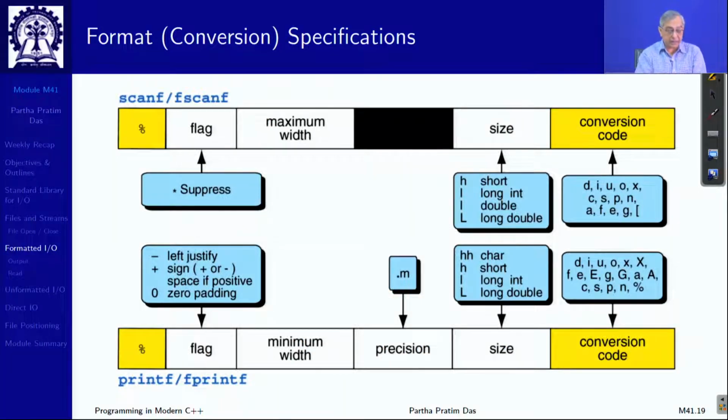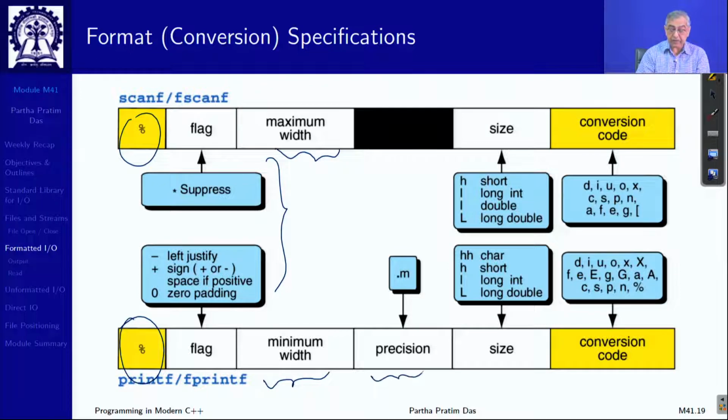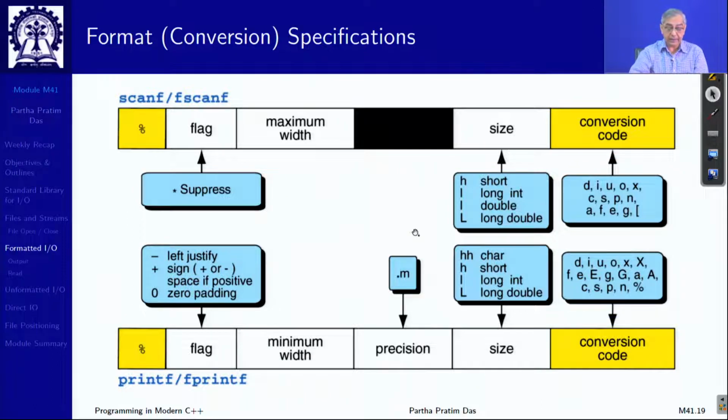I have shown this in terms of a diagram. It always starts with a percentage sign, then you have a flag for alignment and so on. You can specify maximum width for scanf, minimum width for printf. You can provide precision for printf, and then you provide the size, which is how much size you want basically, and then you have the conversion code, which you have to align with the type of the data that you are printing, that you already have seen in the printf.